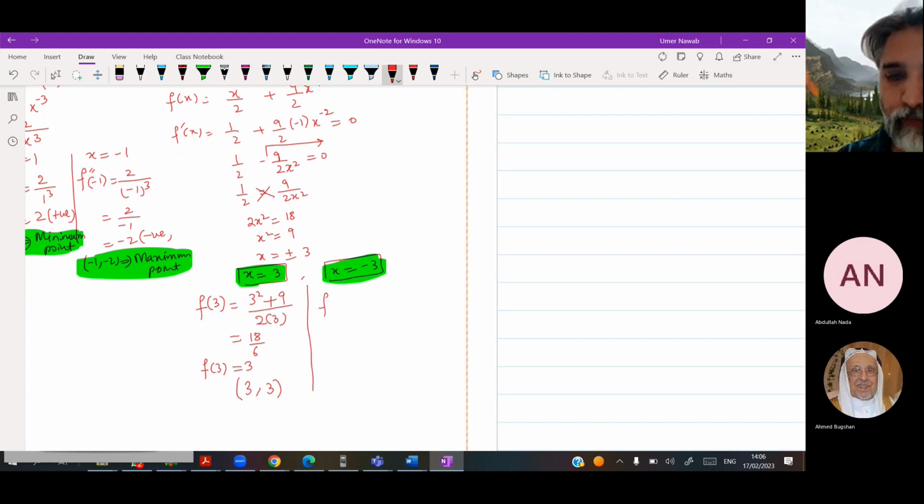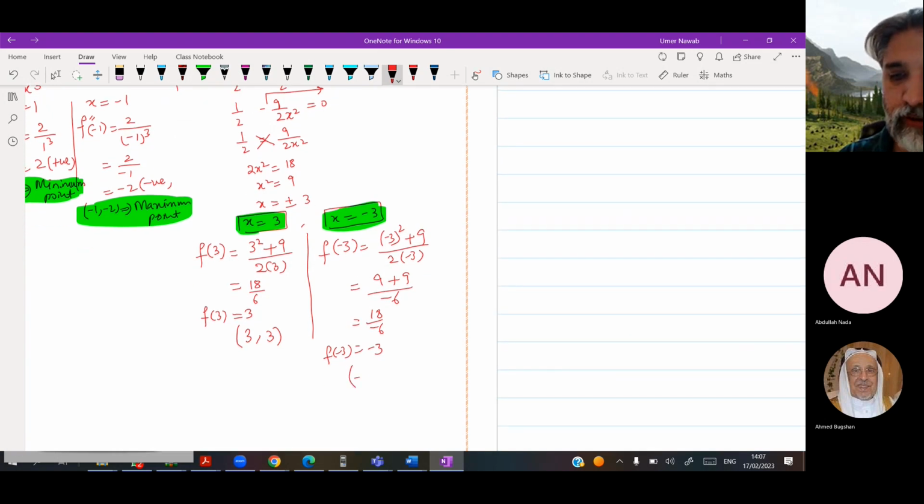Next, f of -3. I'm going to plug it in, and since it is a negative number, keep it in brackets: -3 whole squared plus 9 over 2 times -3. 9 plus 9 over -6, 18 over -6, and I got -3. f of -3 is -3. So my second point is -3, -3.